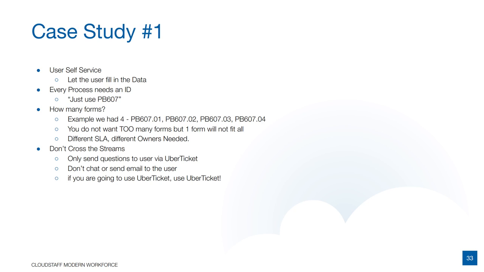The other key thing is don't cross the streams. If you're going to be using UberTicket, use UberTicket. Don't take a ticket and then start chatting to the user on Skype or sending them an email from your mailbox. Always use the reply option. Always keep all forms of communication with the user in the medium that they have actually submitted it. So in this particular case, we use UberTickets. We use the reply option. That way you have a continuous history and you can see exactly what's going on.